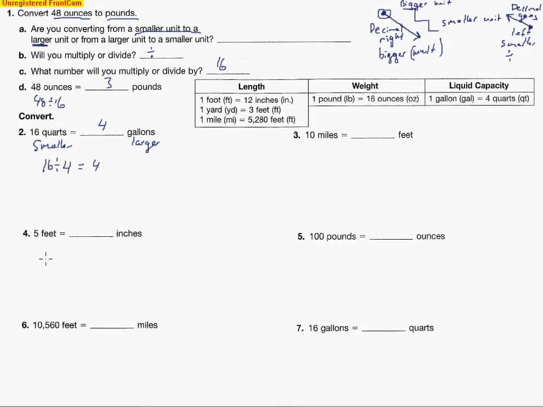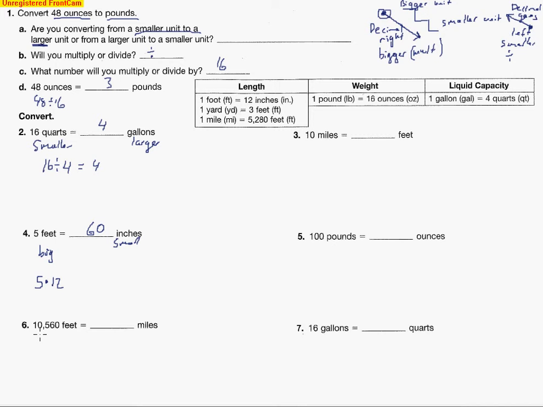5 feet, how many inches? Well, I'm going from a big unit to a small unit. So when I go from big to small, that means I'm going to make the number bigger. I'm going to move the decimal to the right eventually. And so that means I multiply by the conversion factor. There's 12 inches, it says, in 1 foot. So when I multiply those numbers, I get 60 inches.